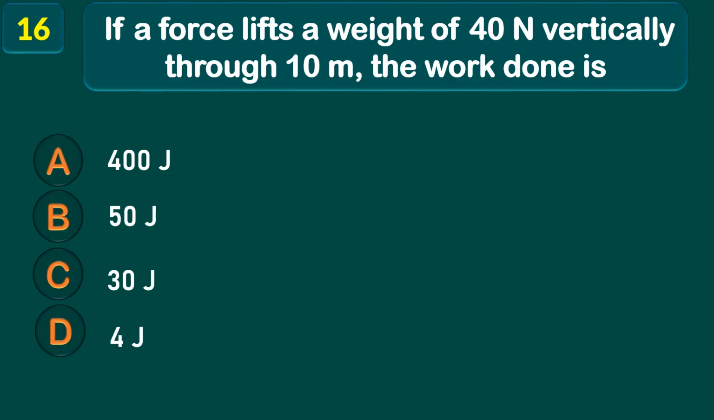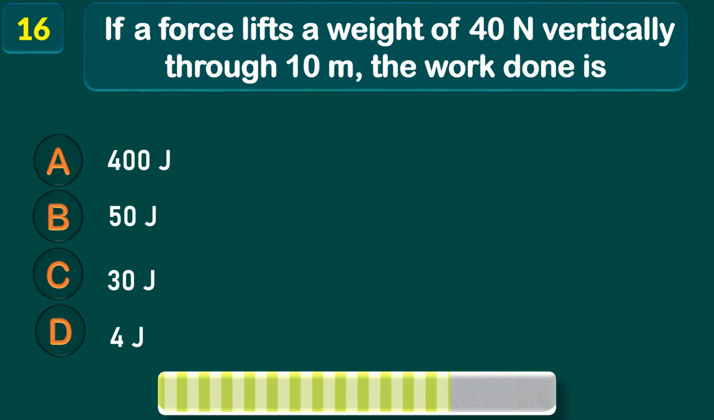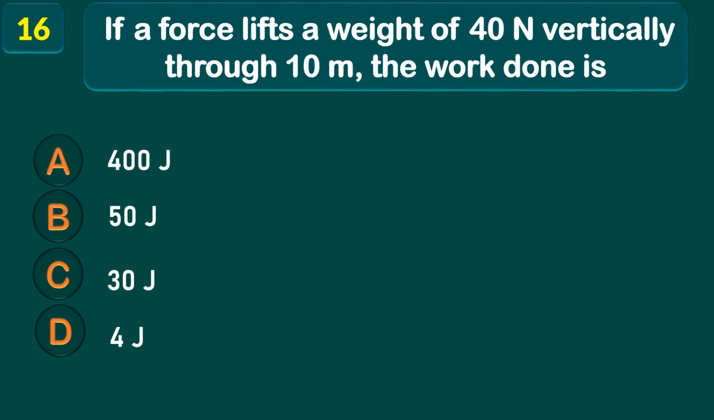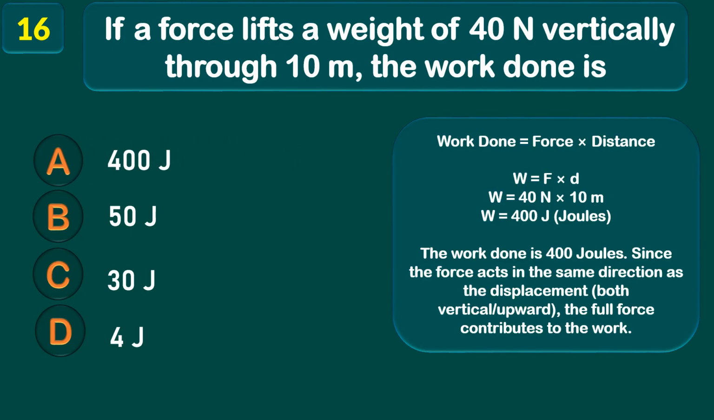If a force lifts a weight of 40 newtons vertically through 10 meters, the work done is A. 400 joules, B. 50 joules, C. 30 joules, D. 4 joules. Answer: A. 400 joules.